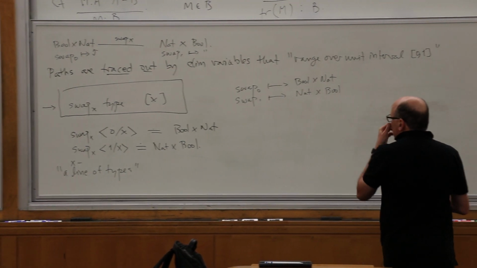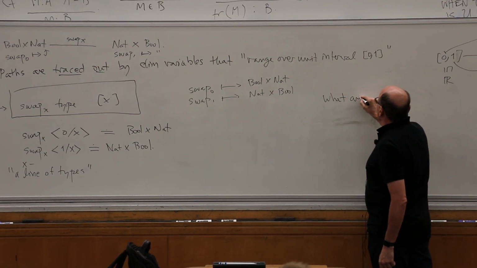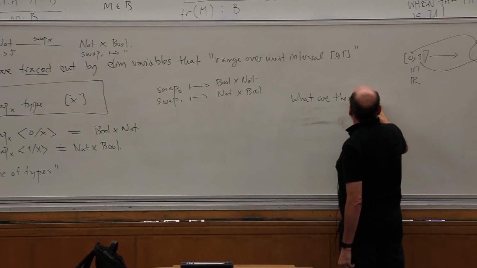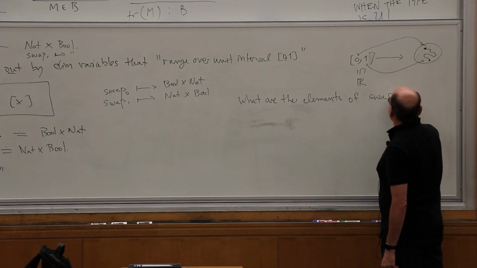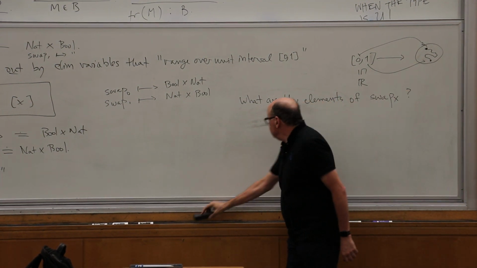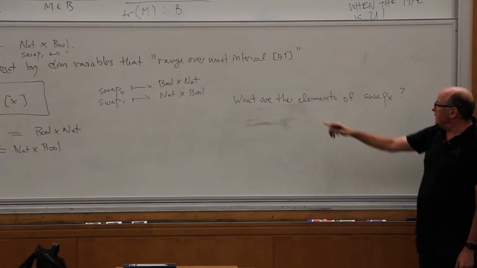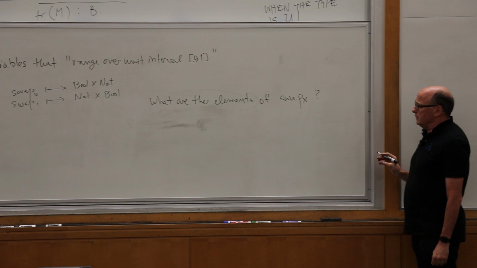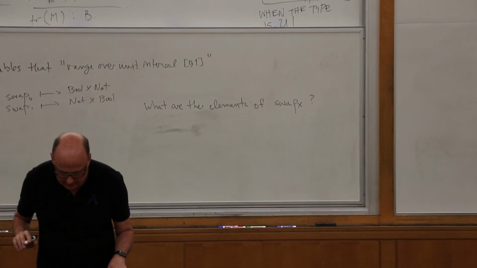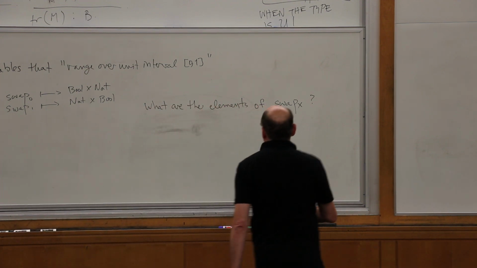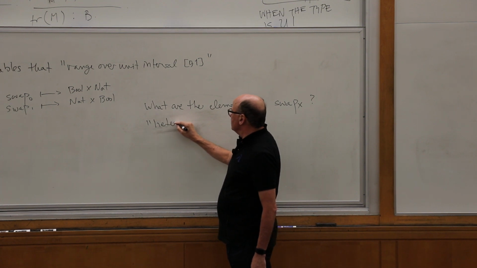So then we have to say, well, if it's a type, what are its elements? What are the elements, in general, of a line of types, but in particular, the line swap? Because you see, it's a type, so it classifies things. So what does it classify? Well, what they are, in general, are what are called heterogeneous lines.